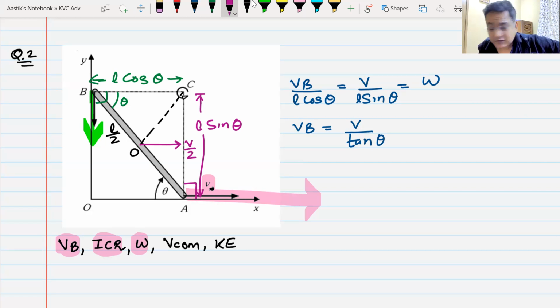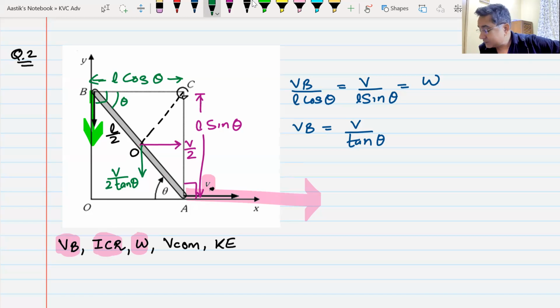Now, if you look at the vertical velocity, at the highest point it is v by tan theta. And at the lowest point, it is 0. So what will be the vertical velocity at the center? It would be v by 2 tan theta. Yes, sir. This is the easiest way to find it out. Do you understand this? This is the easiest way to find it out, probably.